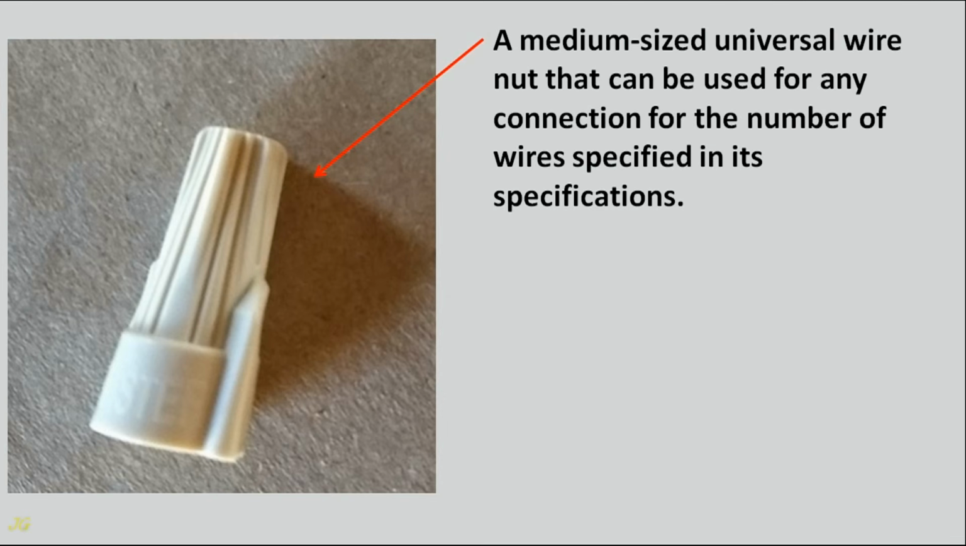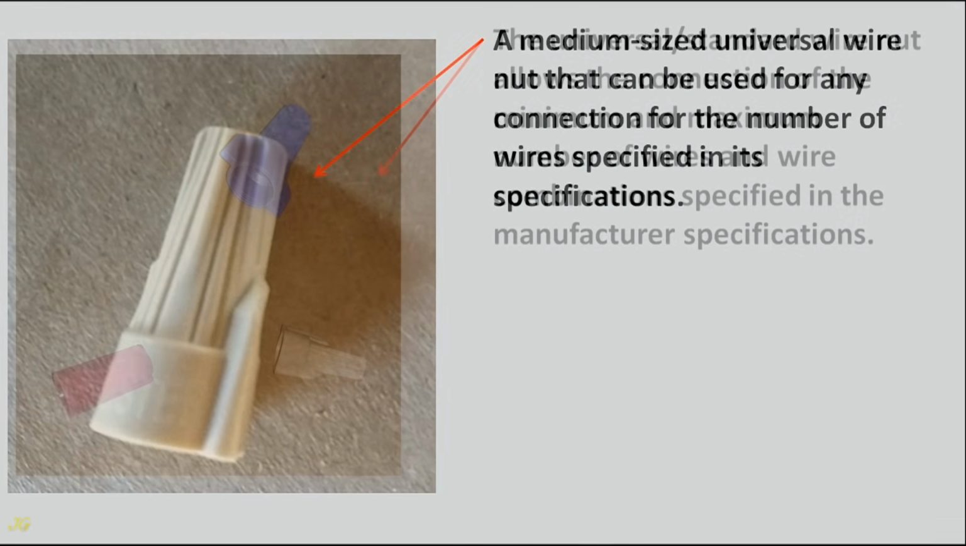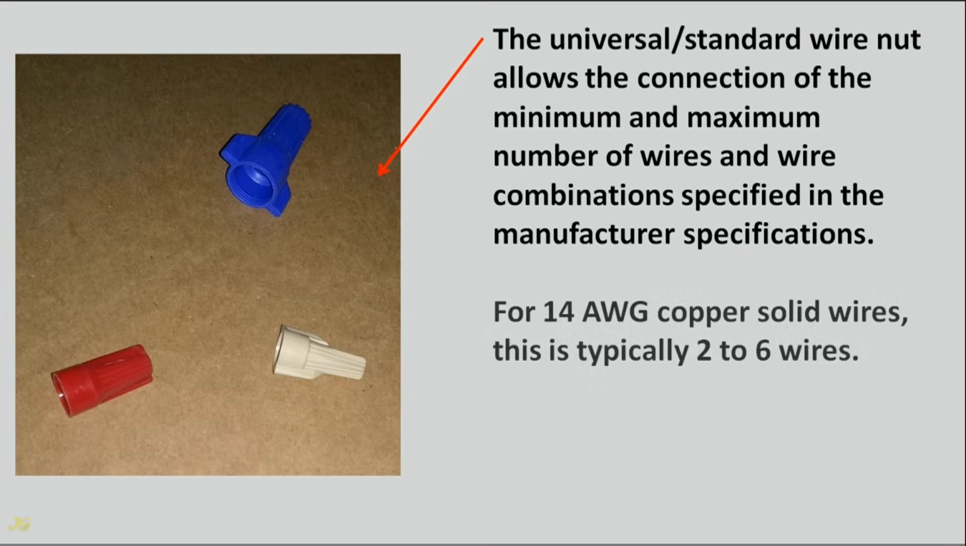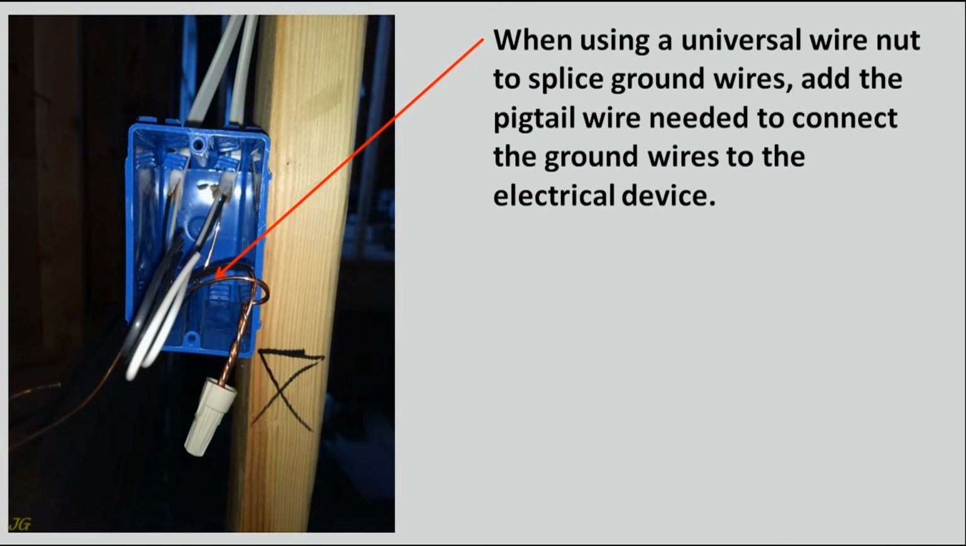A medium-sized universal wire nut can be used for any connection for the number of wires specified in its specifications. The universal standard wire nut allows the connection of the minimum and maximum number of wires and wire combinations specified in the manufacturer specifications. For 14-gauge copper solid wires, this is typically 2 to 6 wires. When using a universal wire nut to splice ground wires, add the pigtail wire needed to connect the ground wires to the electrical device.